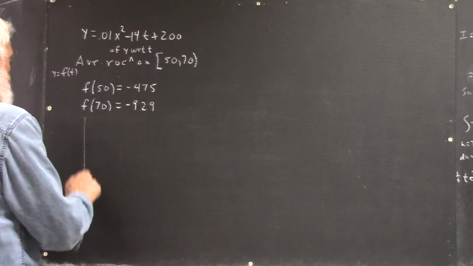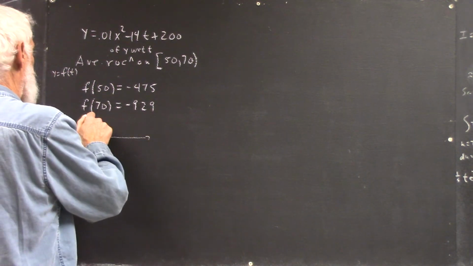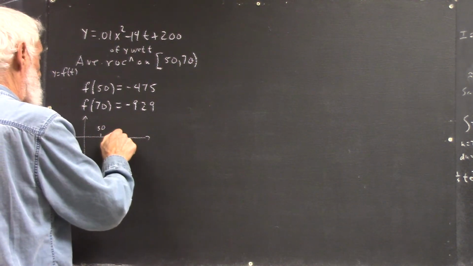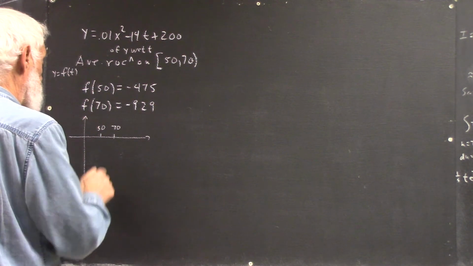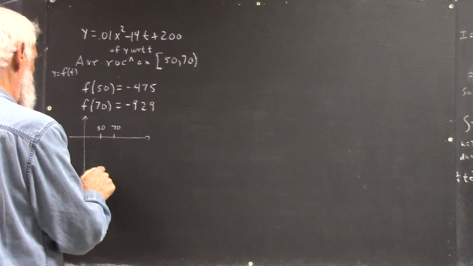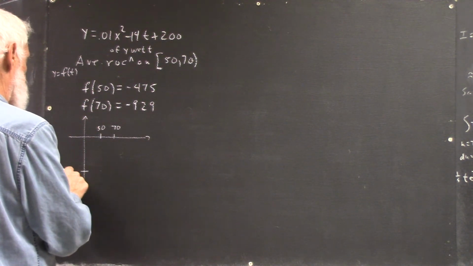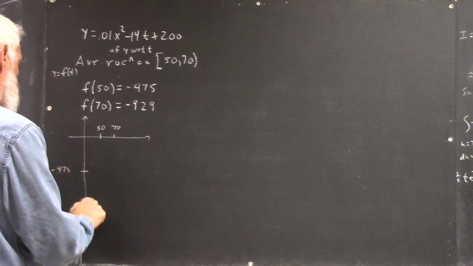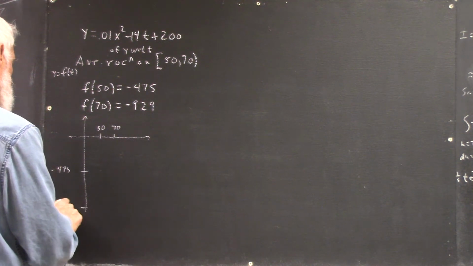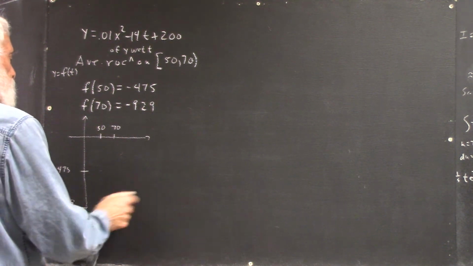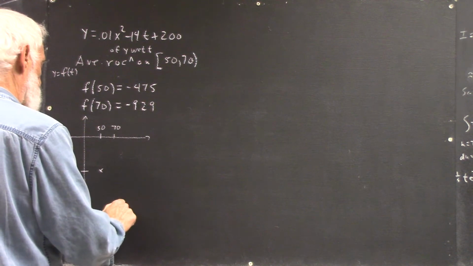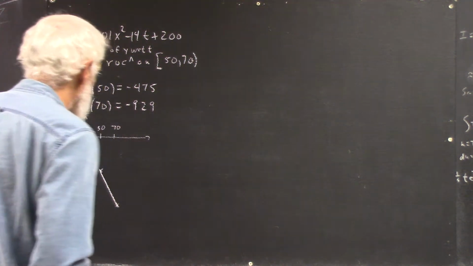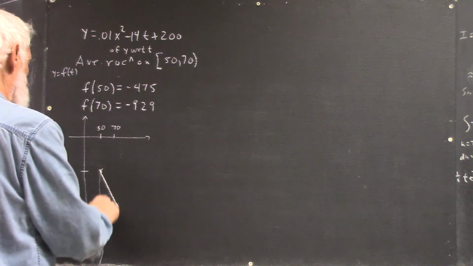So this means, always go back to the graph when you can. You've got 50, you've got 70, and you've got, scale isn't really good, negative 475, negative 929, so you've got 2 points there. The graph doesn't have to be overly accurate. So we can do the fundamental triangle.